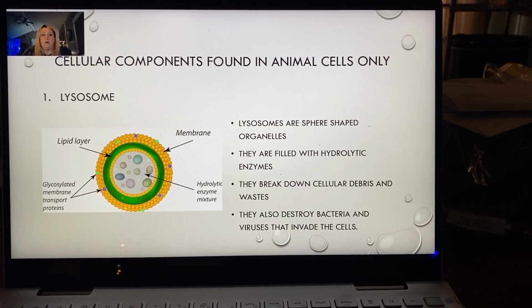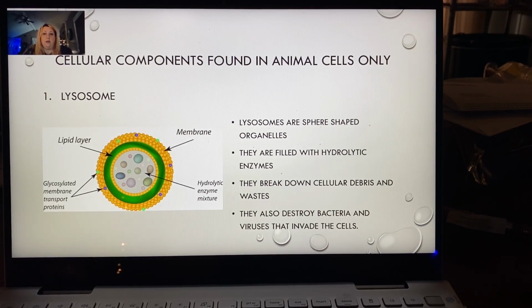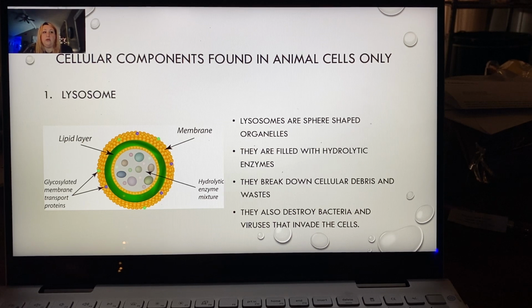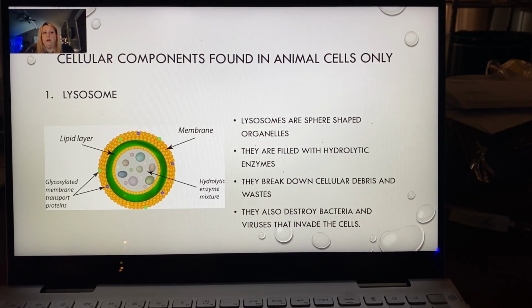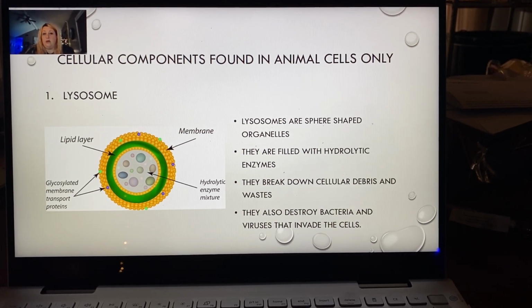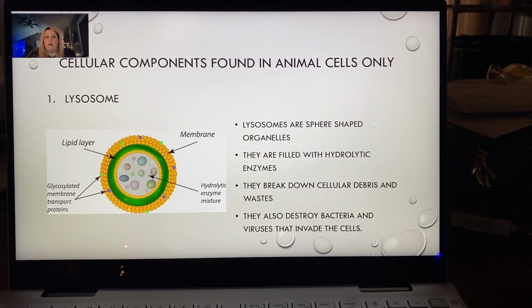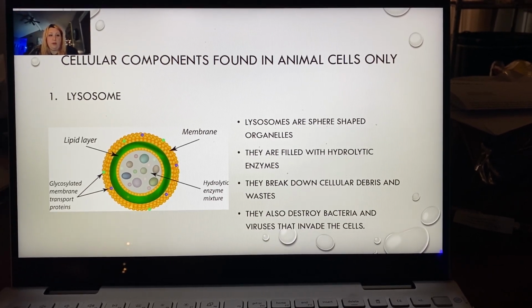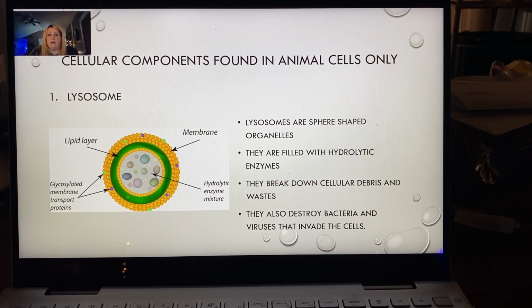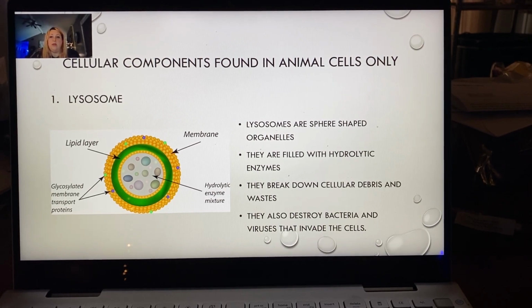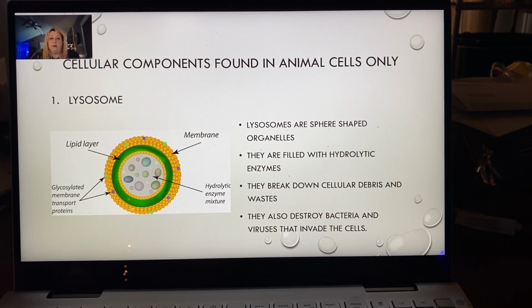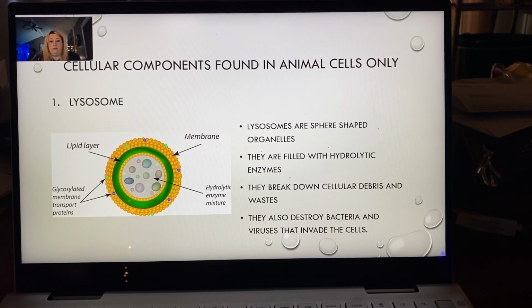So lysosomes are sphere-shaped organelles. They are filled with hydrolytic enzymes. They break down cellular debris and wastes. They also destroy bacteria and viruses that invade the cells. And fun fact, did you know lysosomes are also known as suicide bags? This is because they may be damaged by the hydrolytic acid that they carry.